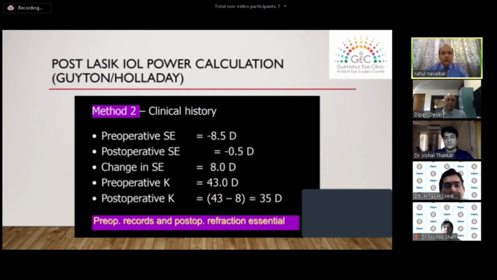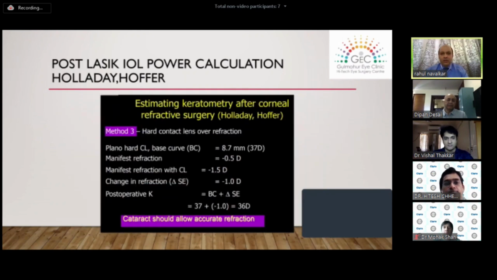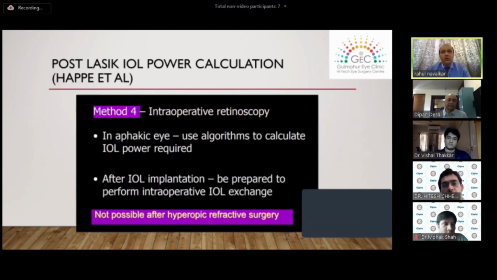Now, if you go to the third method, you try to estimate with a hard contact lens over refraction. But in this, the cataract should allow for an accurate refraction. Sometimes you have denser cataracts, you cannot really get an accurate refraction done. You can also go into the intraoperative retinoscopy method, but this is not usually advised or not possible after hyperopic refractive surgery.